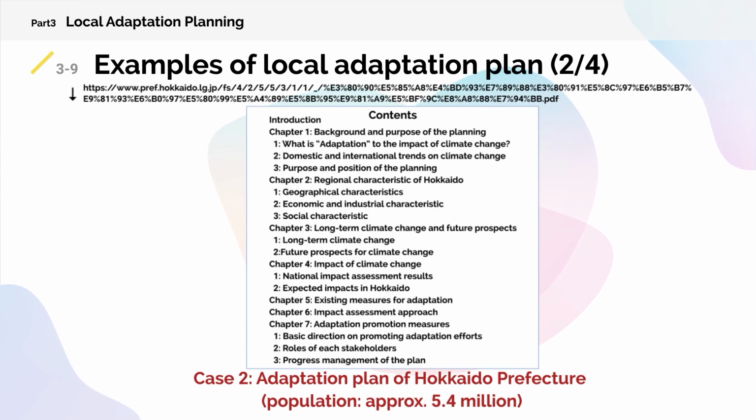This plan comprises a total of 41 pages, from the background and formulation in Chapter 1 to measures to promote adaptation in Chapter 7. With this background in mind, the plan is characterized by priority efforts in agriculture, forestry, fisheries, the natural environment and natural disasters.